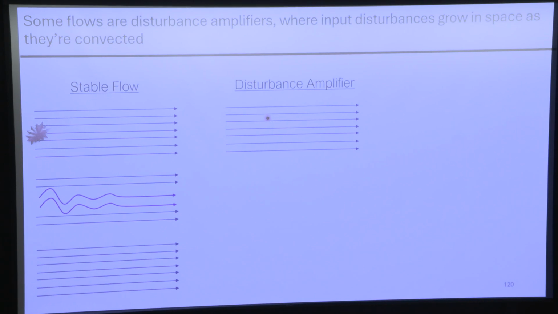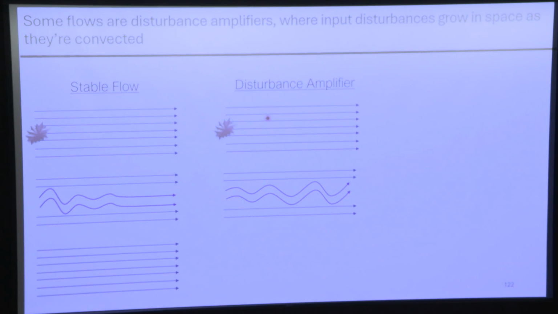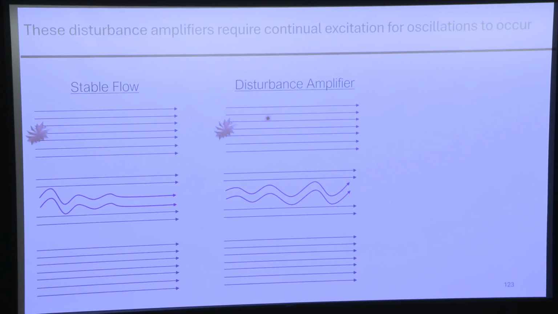Some flows are what we call disturbance amplifiers, where I come upon a flow, and I kick it, and it responds, and the disturbance gets bigger as it convects away, right? For those in the know, these are called convective instabilities, and they amplify disturbances in space, but then over time, it would just go back to normal. If I kicked it again, it would do this again, or if I continually kicked it, like hit it with an acoustic field, I'd get an amplification of that input, but it's not going to do it on its own.